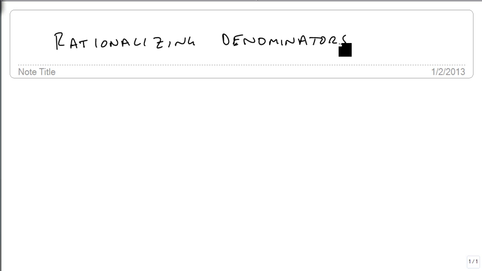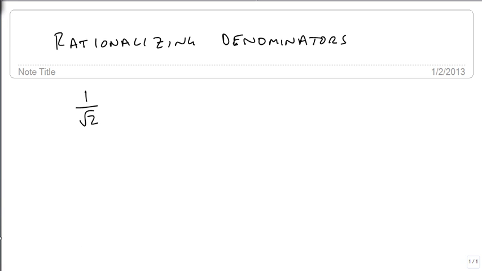We are now going to talk about dividing rationals, but we're going to name it something else. Instead of dividing, we're going to talk about what we call rationalizing denominators. And the reason this is important is because we don't want to have to deal with something like 1 divided by the square root of 2.